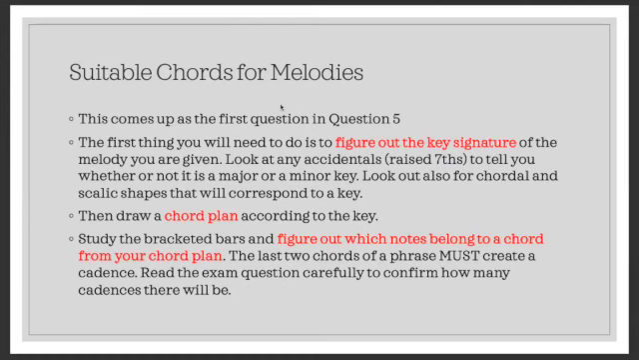Suitable chords for melodies. This comes up as the first question in question 5 of the exam. The first thing you will need to do is to figure out the key signature of the melody you are given. This is the only question where you need to find out the key yourself. Look at any accidentals, raised sevenths, to tell you whether it is a major or a minor key. Look also for chordal and scalic shapes that will correspond to a key.